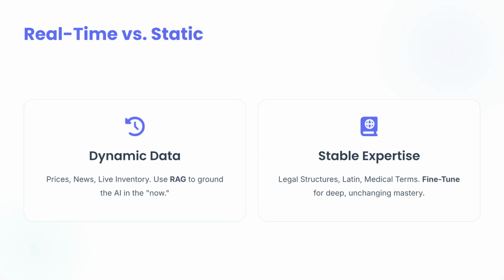Use RAG for dynamic data like prices and news, grounding the AI in the present. Use fine-tuning for stable expertise, like legal structures or medical terms, for deep, unchanging mastery.